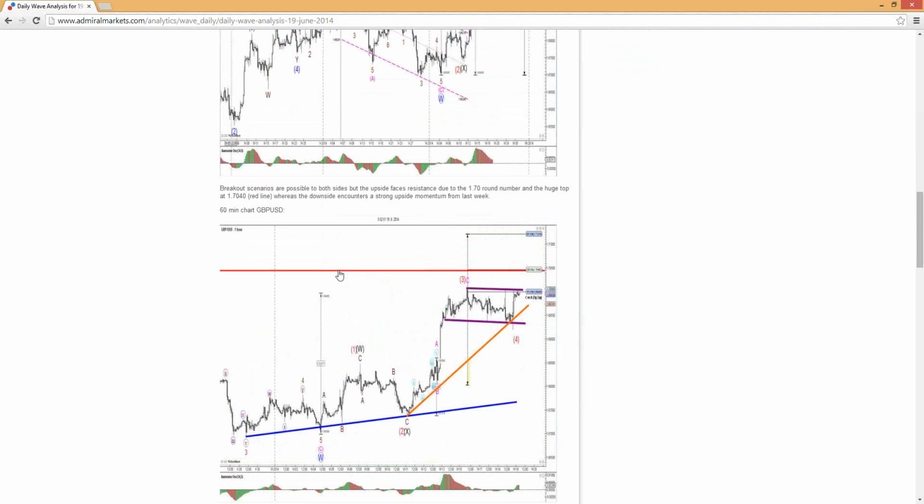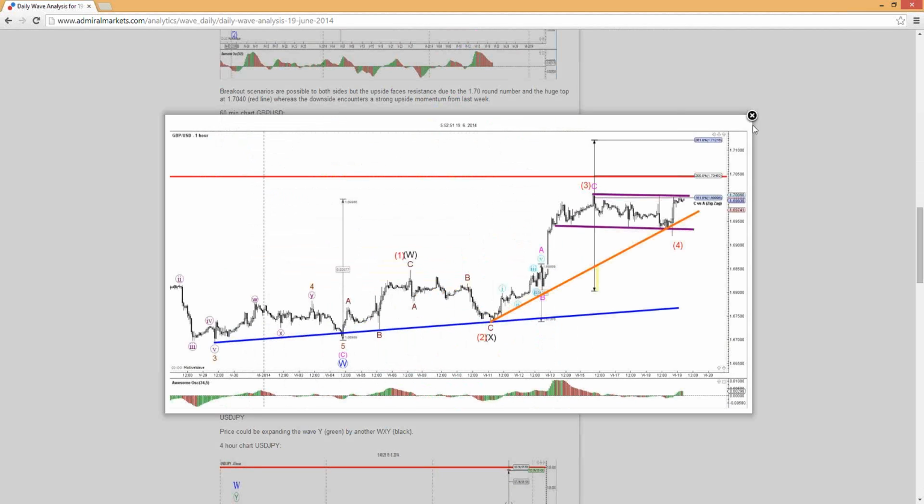Here you see that on the hourly chart, the wave 4, as expected, bouncing at that level.